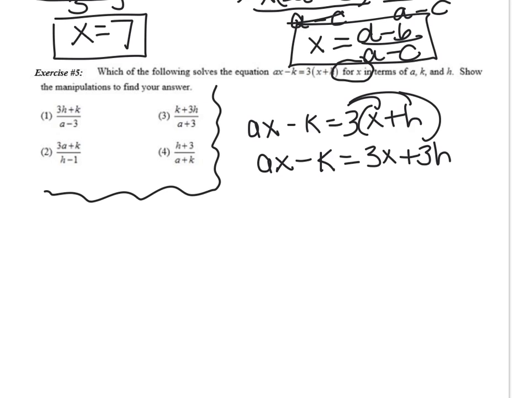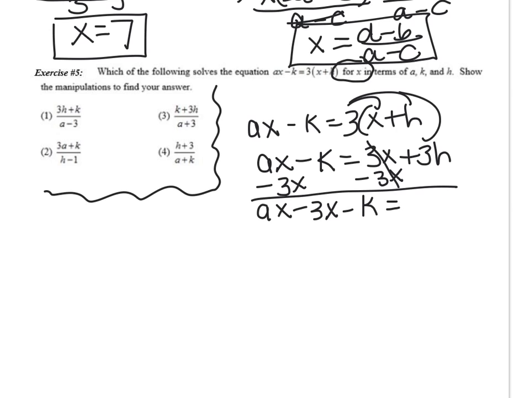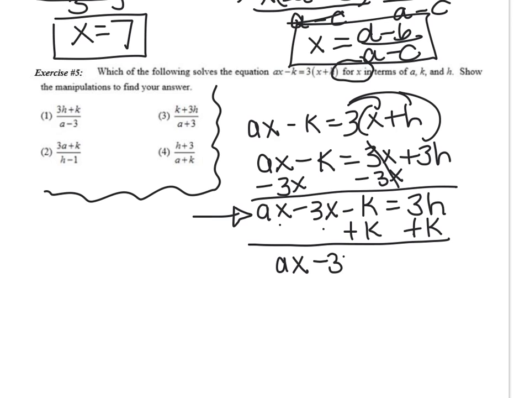We want to get the x to one side, so I'm going to do minus 3x to both sides. I end up with ax minus 3x. I still have a minus k over here, is equal to 3h. I can tell already that I'm probably going to have to undistribute in order to isolate that x, because already I see two terms with an x in it here. But first I'm going to do plus k to both sides to make sure that those two terms that contain an x are isolated and all by themselves on the left side of the equation. On this side we end up with 3h plus k.